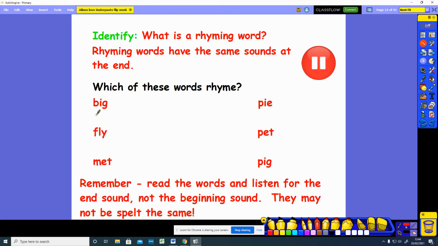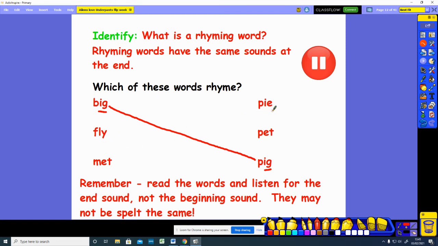Okay, let's see. The first word is big. Big. Does big rhyme with pie? No, they don't sound the same at all. Big, pet. Nope. Big, pig. Big, pig. They do rhyme. They rhyme because they both end with ig. So we can match those 2 up as rhyming words. Big, pig. Next one. Fly, pet. Fly and pet do not rhyme.